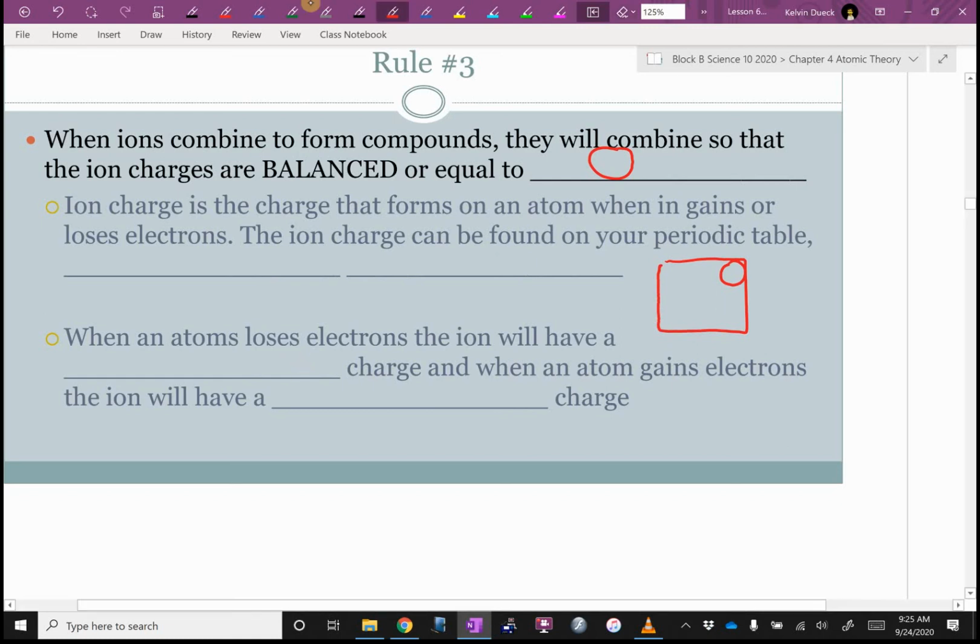When an atom loses electrons, because electrons are negative, the ion will have a positive charge. When an atom gains electrons, because electrons are negative, the ion will have a negative charge. This is the tricky part because it would have been nicer if we'd made electrons positive, but we didn't.